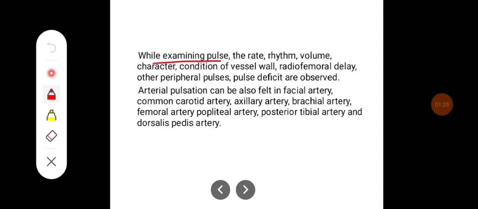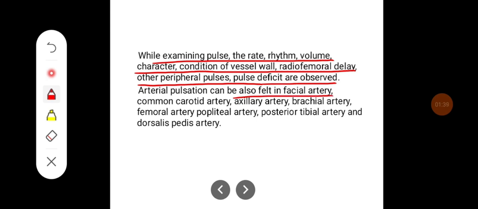While examining the pulse, the rate, rhythm, volume, character, condition of the vessel wall, radiofemoral delay, other peripheral pulses, and pulse deficits are observed. Arterial pulsation can also be felt in the facial artery, common carotid, axillary artery, brachial artery, femoral artery, popliteal artery, posterior tibial artery, and dorsalis pedis.